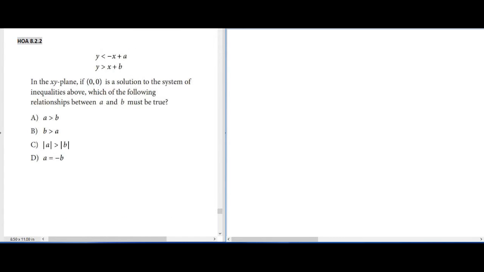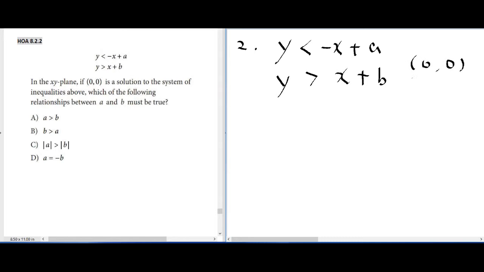Okay, look at number 2. They gave you the system of linear inequalities: y is less than negative x plus a, and y is greater than x plus b. And then they gave you the solution. What is it? (0, 1) is the solution.